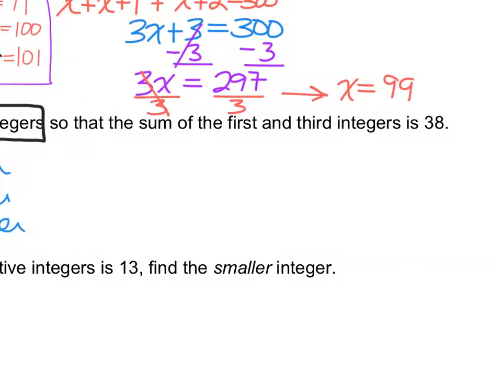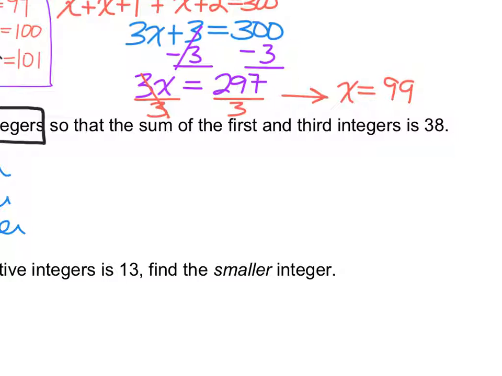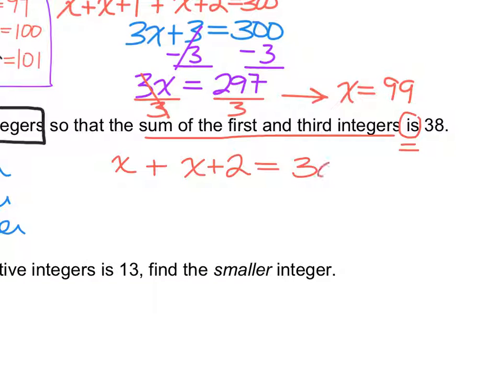Now we get to the meat of the problem. The sum of the first and the third integers is just equals, right? So if I take the first integer, which is x, a sum just means addition, add it to the third integer, which is what? x plus 2 is the third one. The result should be equal to 38. Once we have x, we'll be able to figure out all 3 of them.